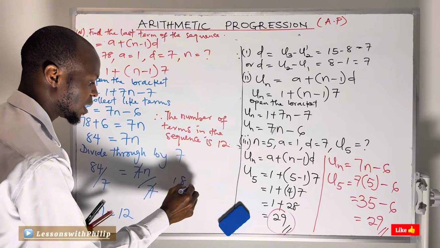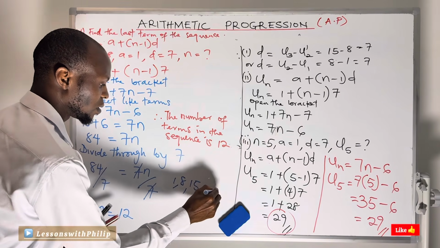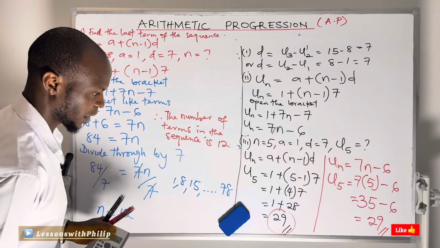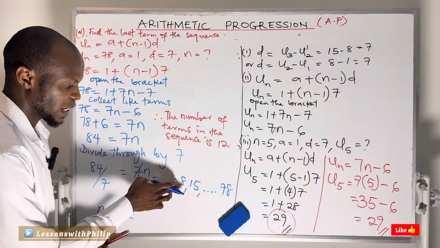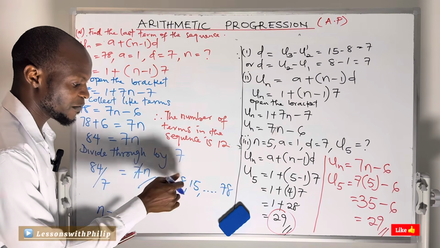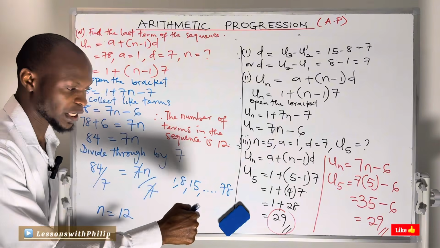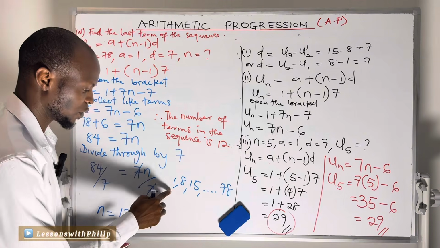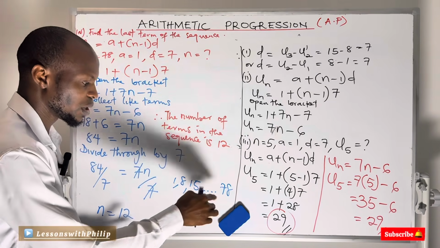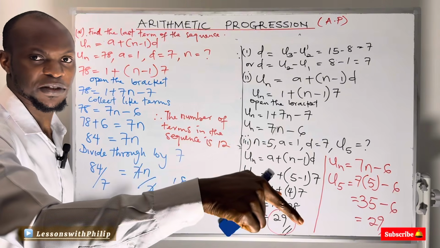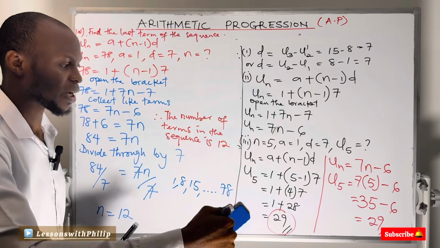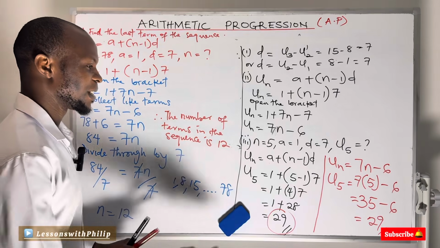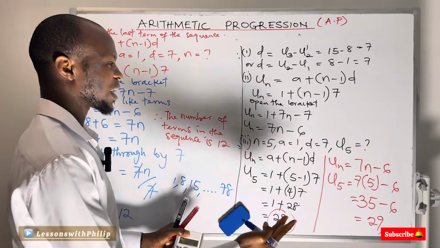If you check, the sequence is 1, 8, 15 to 78. If you check, 1, 8, 15, if you add 7 to this, what do you get? Keep adding 7 and begin to count the terms. This is 1, 2, 3, the next one. You see that when you get to the 12th, the 11th time you are adding 7, that will be 78. All right?